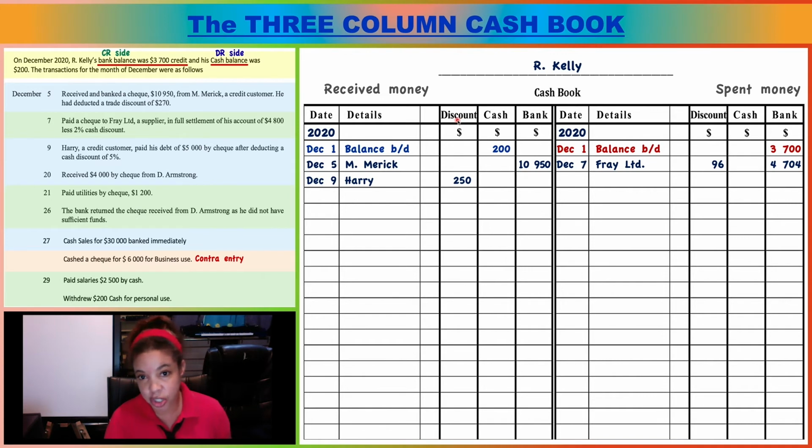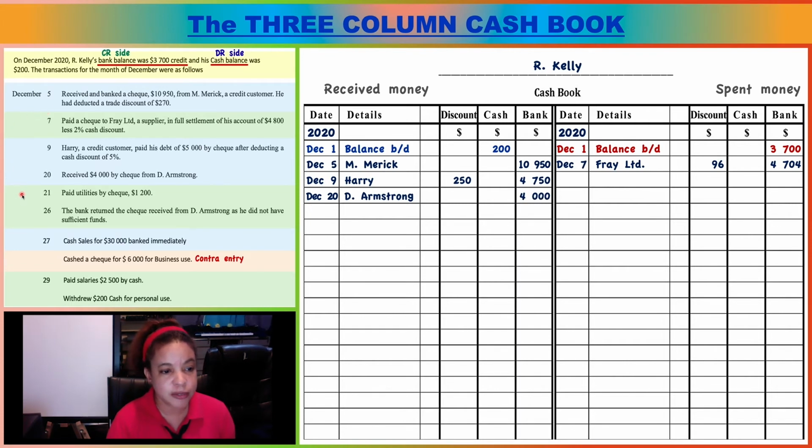This is your discount allowed. It is understood because it is on the debit side. So $250, which means that we only received from Harry $4,750 because we gave him a discount for paying earlier. Good. So moving on very quickly, December 20th, received the check. So we are on the debit side. Who did we receive it from? D. Armstrong. And it was a 4,000 check, so bank column.